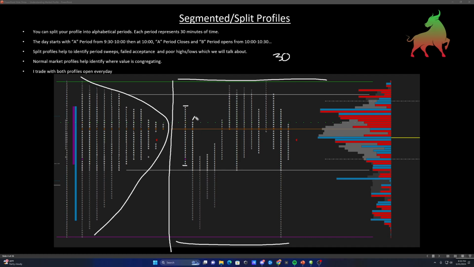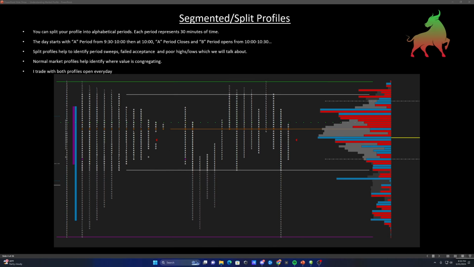Every period going forward also represents 30 minutes of time. B period would be 10 o'clock to 10:30. C period would be 10:30 to 11 o'clock, so on and so forth. Split profiles help to identify period sweeps, failed acceptance, poor highs, and poor lows, which we will talk about in future slides.